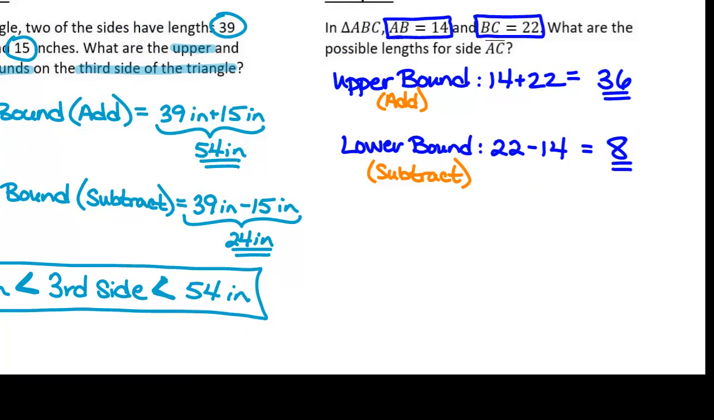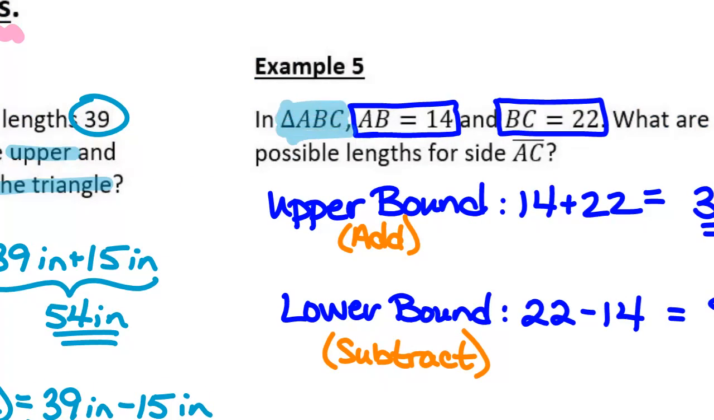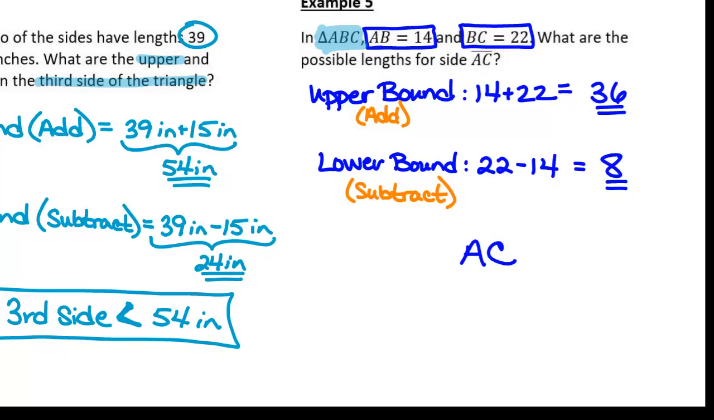All right, so then I'm going to write my answer. I don't just want to say third side on this one. Over here, I didn't know anything about the triangle except the lengths of the sides. Over here, I actually have a triangle name. It's called triangle ABC. So if I know side AB and I know side BC, what would the name of the third side be? AC. So AC goes in the middle. It is bigger than 8. It is smaller than 36.